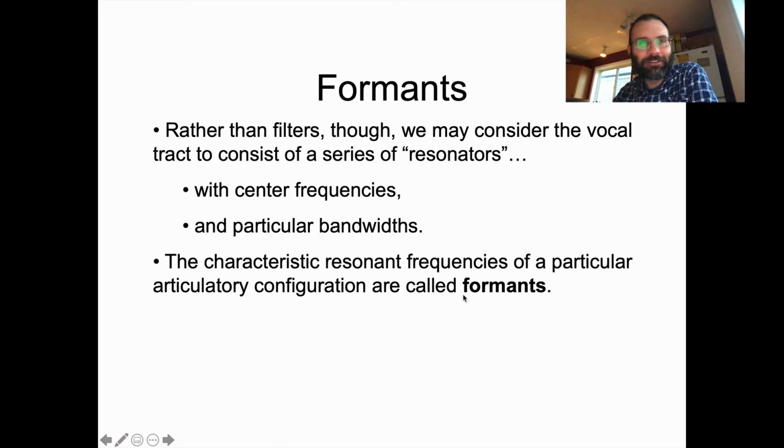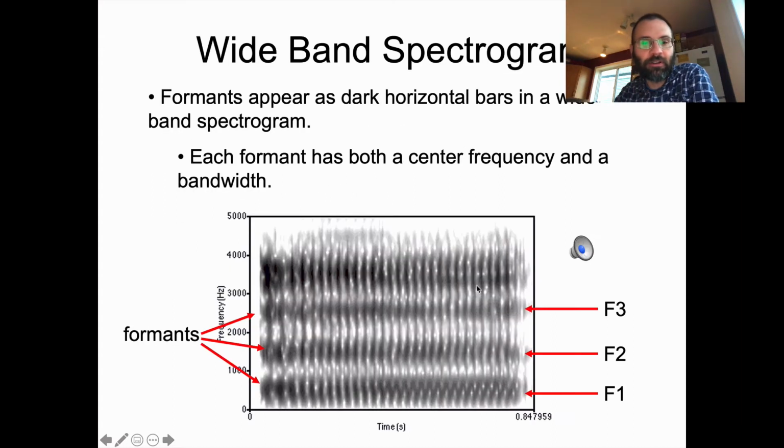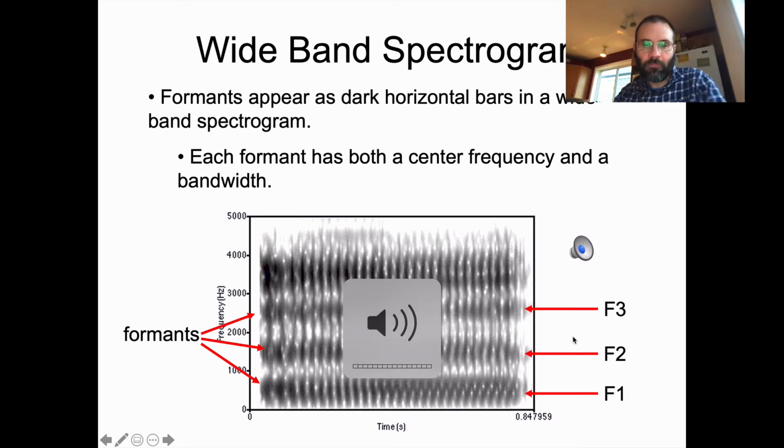Remember, for each given shape of your vocal tract, it's going to resonate better for certain frequencies than others, and the ones that it resonates best for are called formants, and we can see those nice and easily in a spectrogram. The formants are going to appear as these dark horizontal bands in a wideband spectrogram, each of which has a center frequency somewhere around here, and the bandwidth, which is essentially like this gray area surrounding that center frequency in the formant. This is me saying something like a schwa. And we'll hear it again.